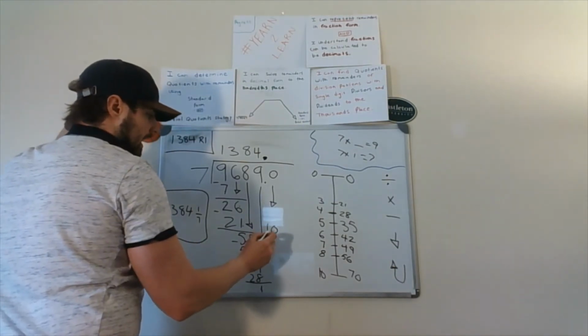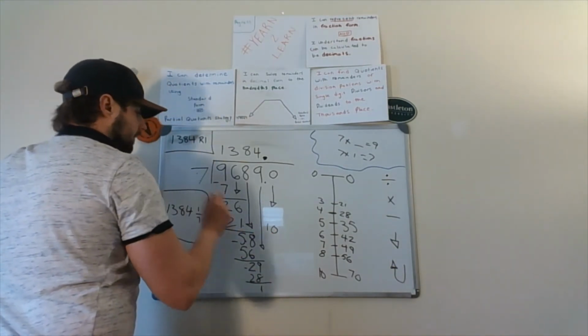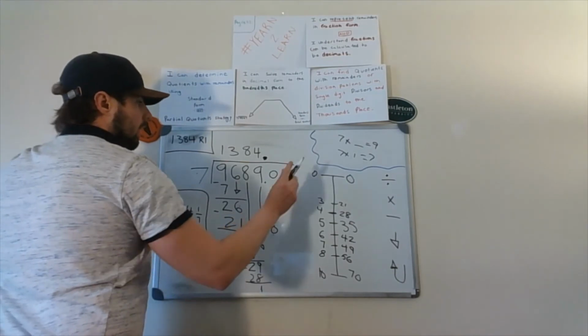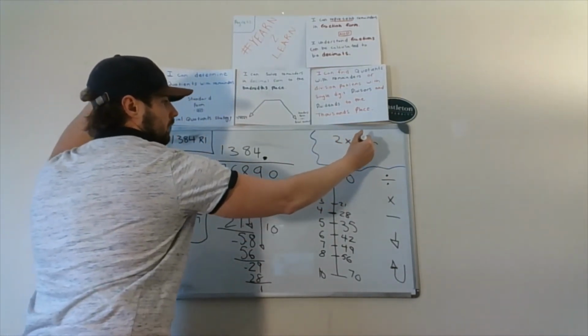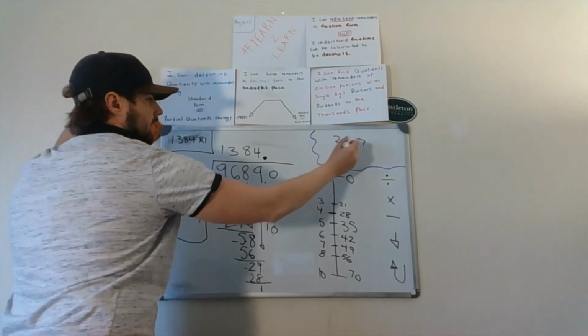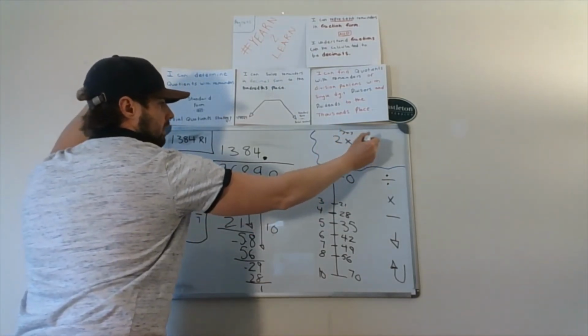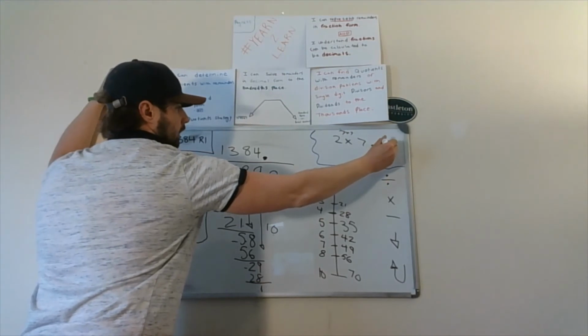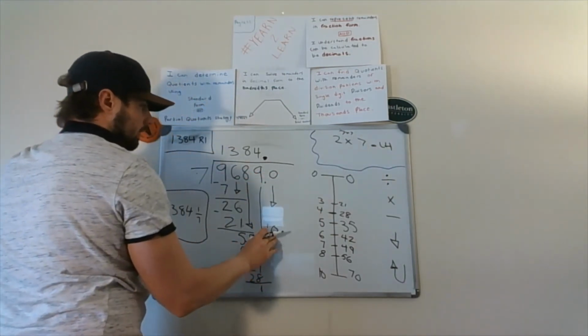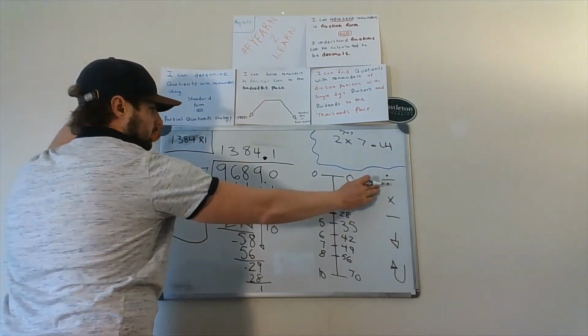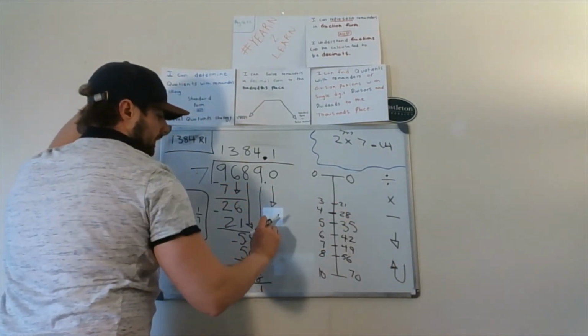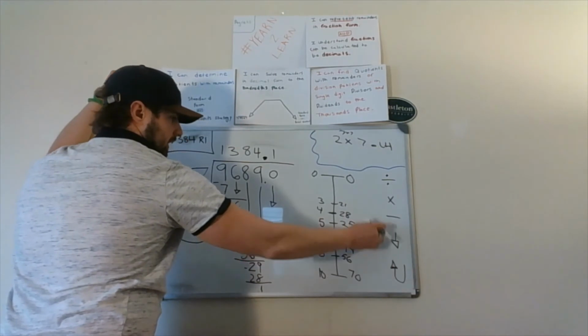Working with 10. How many times is 7 going to 10? Well, I know 2 times 7 would be like saying 7 plus 7. That would be 14. That is too big. Only goes in once. We brought down that 0. We need to bring it around.